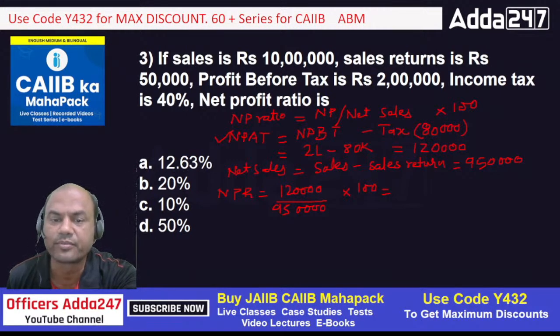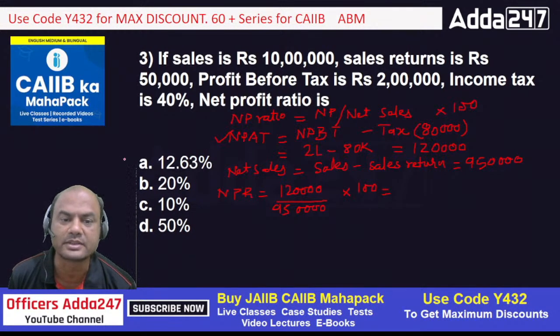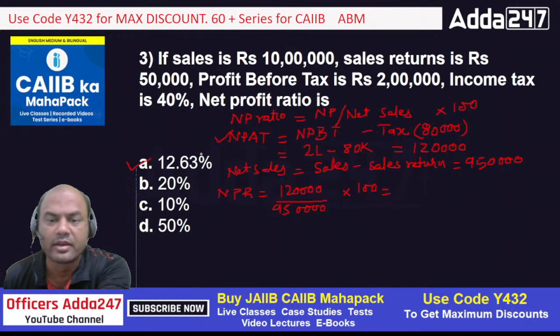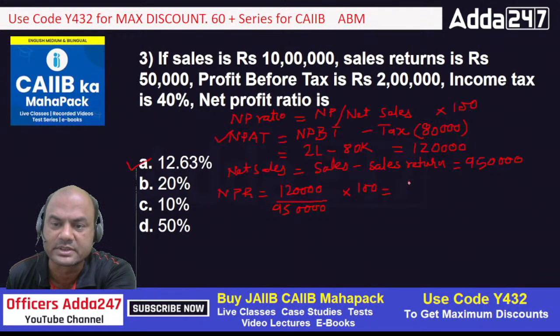So it is roughly, you will get it as 12.6, okay? So that is the answer. A is the correct answer over here. Got it, everyone? Everyone has got this answer, 12.63%. Shall we move on?